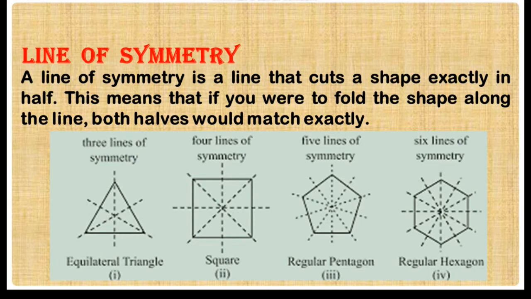The second figure shows a square. A square is a regular 4-sided figure. That means all the sides are equal, so it will have 4 lines of symmetry. The next figure is a regular pentagon. It has 5 equal sides, so it has 5 lines of symmetry. A regular hexagon has 6 equal sides, so it has 6 lines of symmetry.